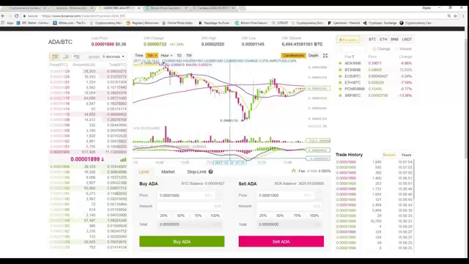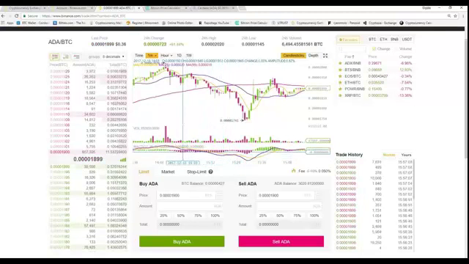So if you guys wanted to get in on it at a good price, you would want to buy it in the red, where it's being bought at less than what it's actually worth.